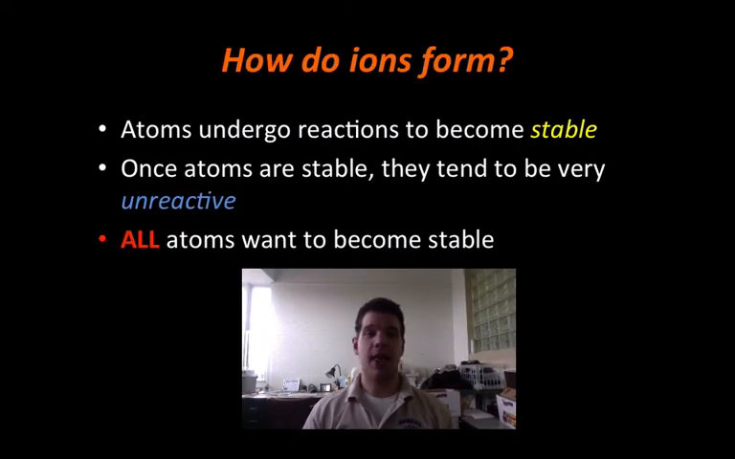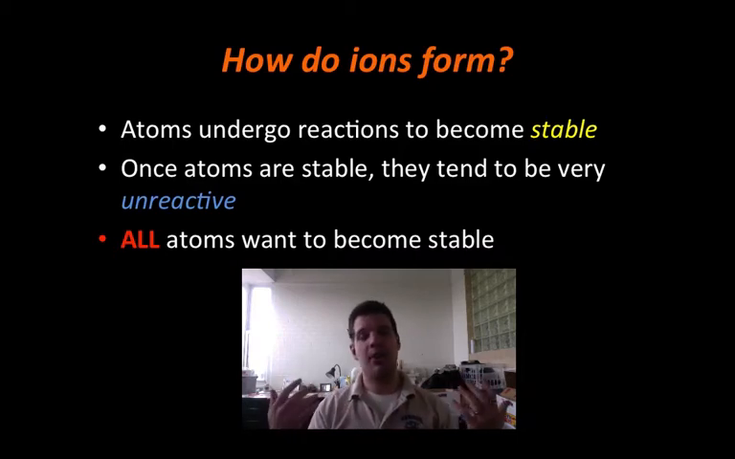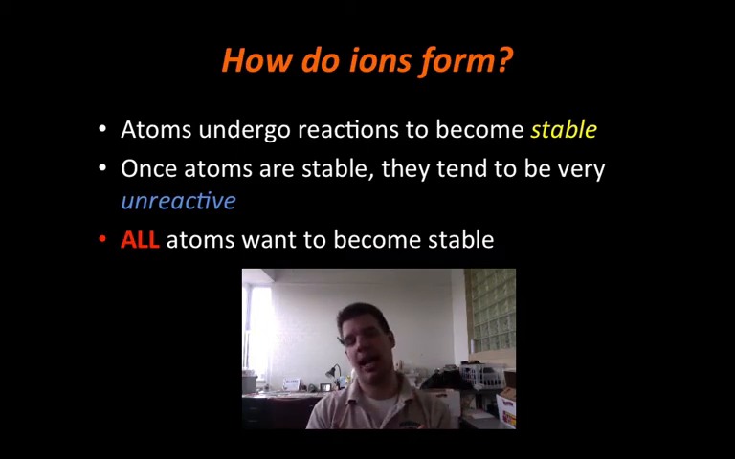So the reason that ions form is to become stable. So all atoms will undergo reactions. They'll react with one another to become stable. Once they reach that stable state, they tend to not really react with anything else because they're happy. They're good the way they are. So all atoms desire to be stable, and once they interact and reach that state, they won't react any further. Or they don't want to react any further.